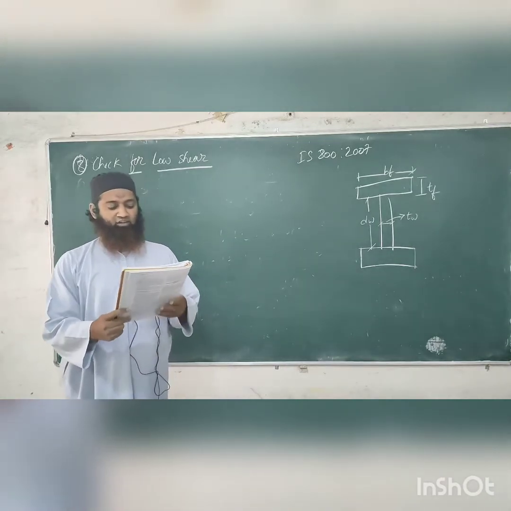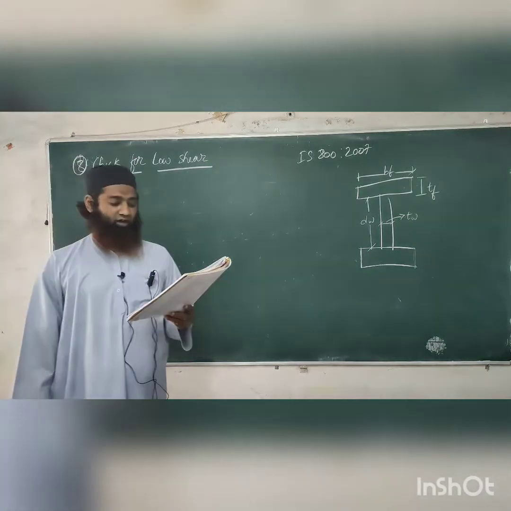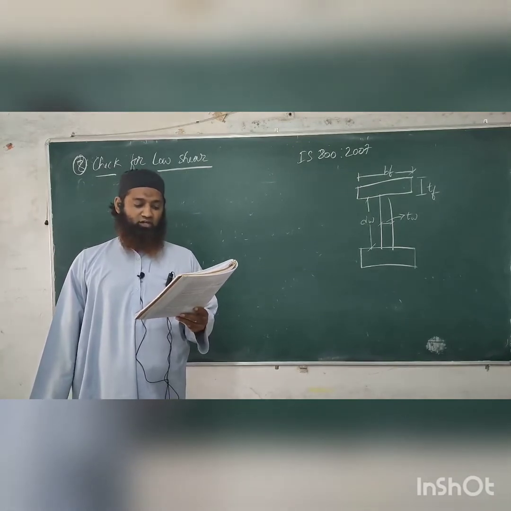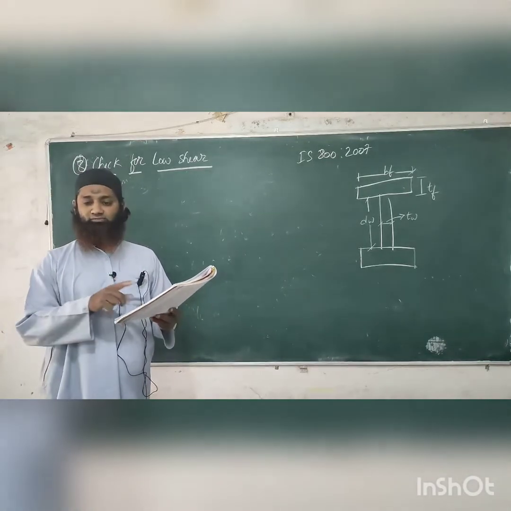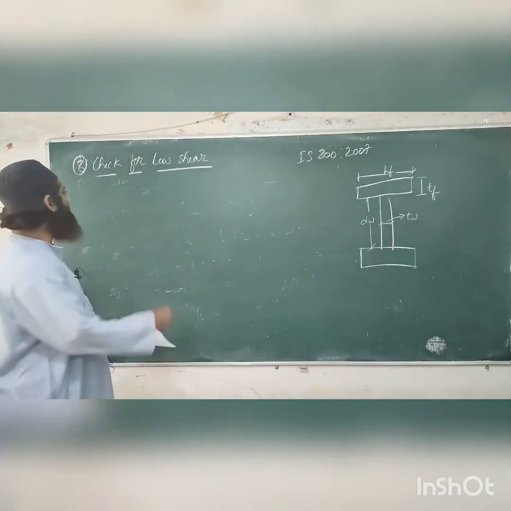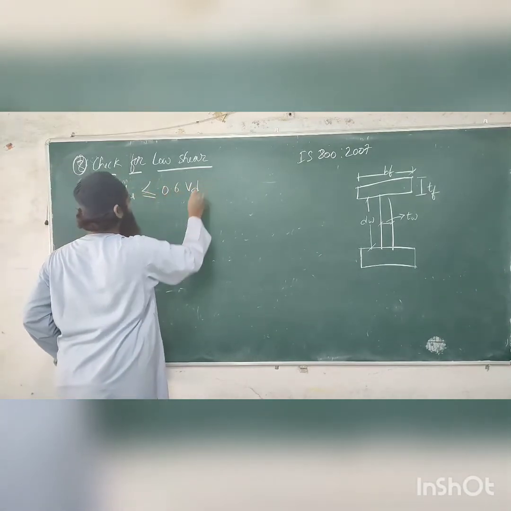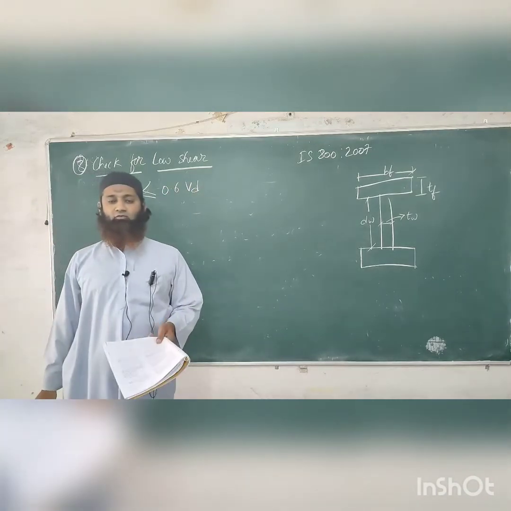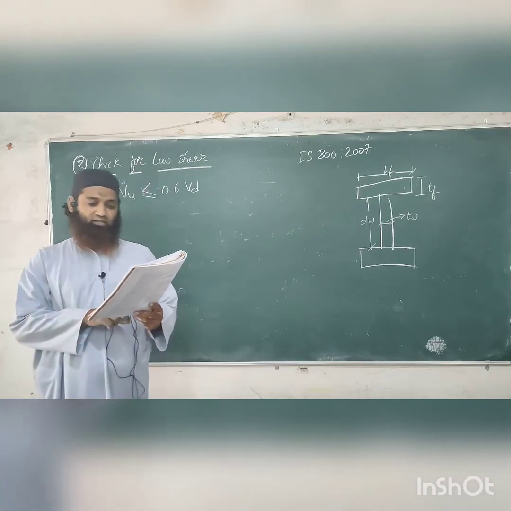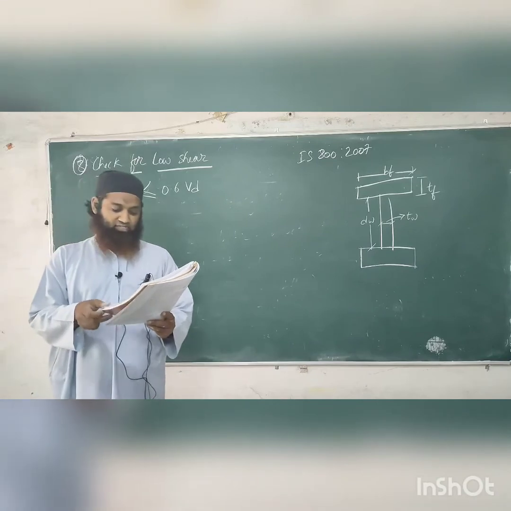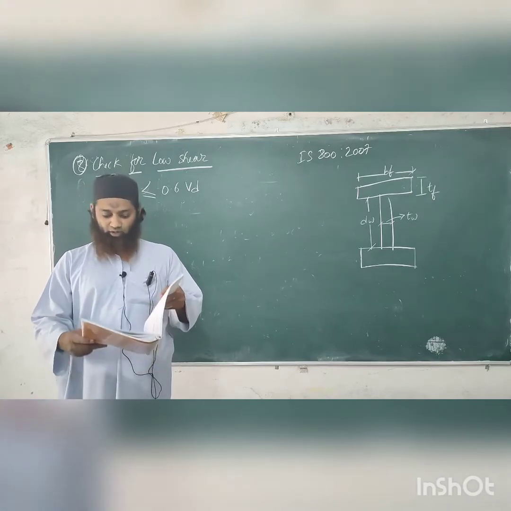You can see here, when the factored design shear force does not exceed 0.6 VD, where VD is the design shear strength of the cross section, then the design bending strength should be taken as MD. You can see here, it has been given in the clause on page 53, VU should be less than or equal to 0.6 times of VD. Okay. Now what is this VD? It has been given in the next page, clause 8.2.